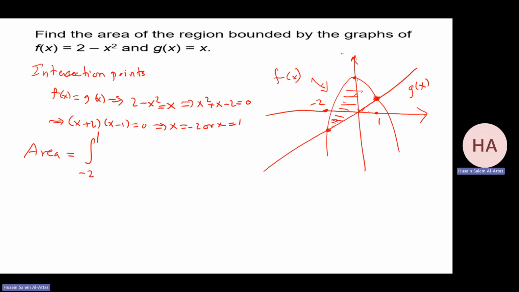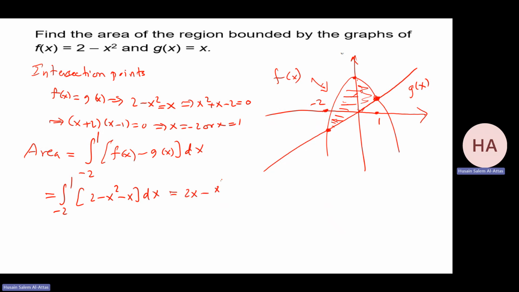It's from here until here to cover all the area. And what is the upper function? It will be f of x, which is my upper function, minus g of x, which is my lower function. So now it's a matter of integration. So that will be the integral from minus 2 to 1 of f of x, which is 2 minus x squared minus x, dx. Do the calculation.